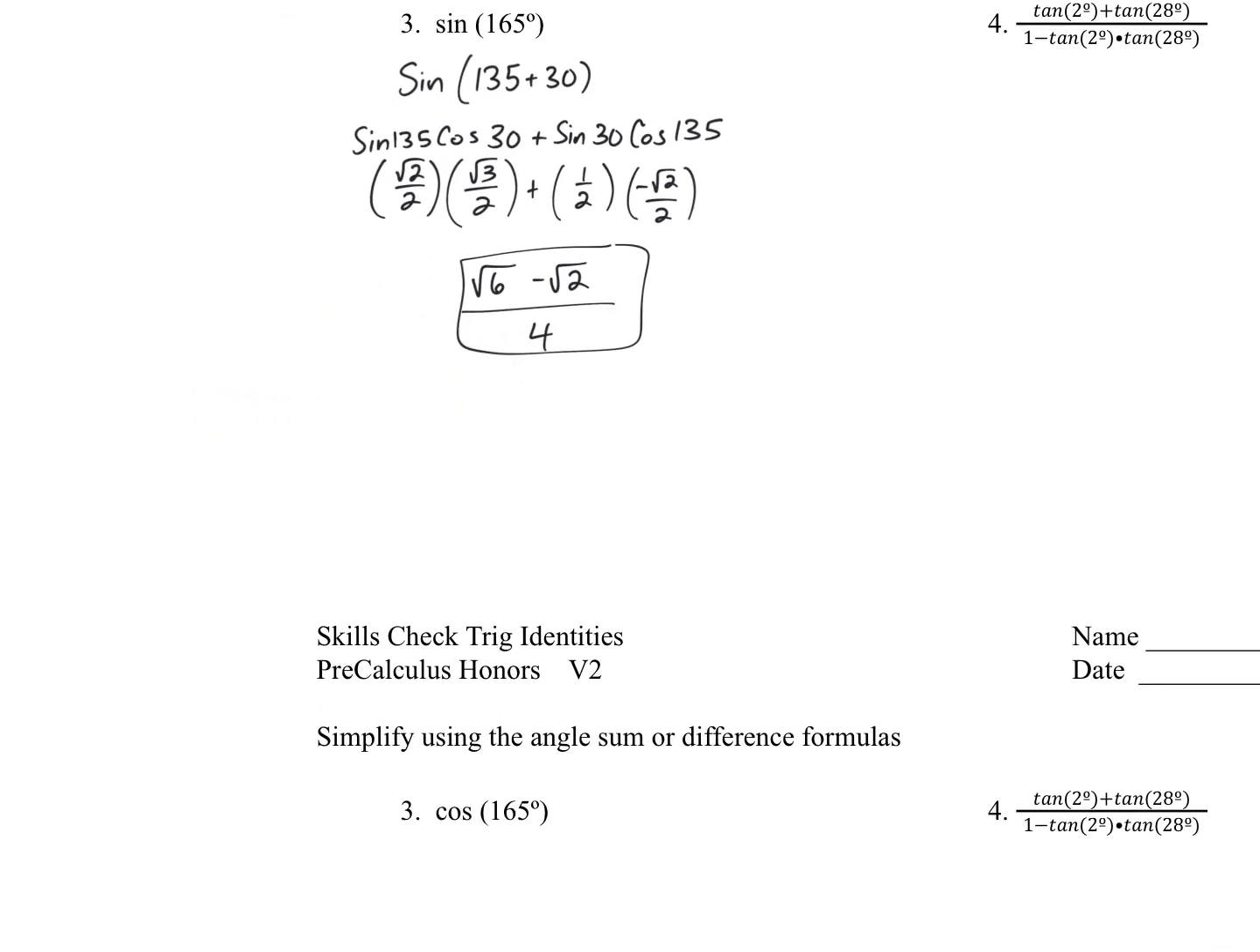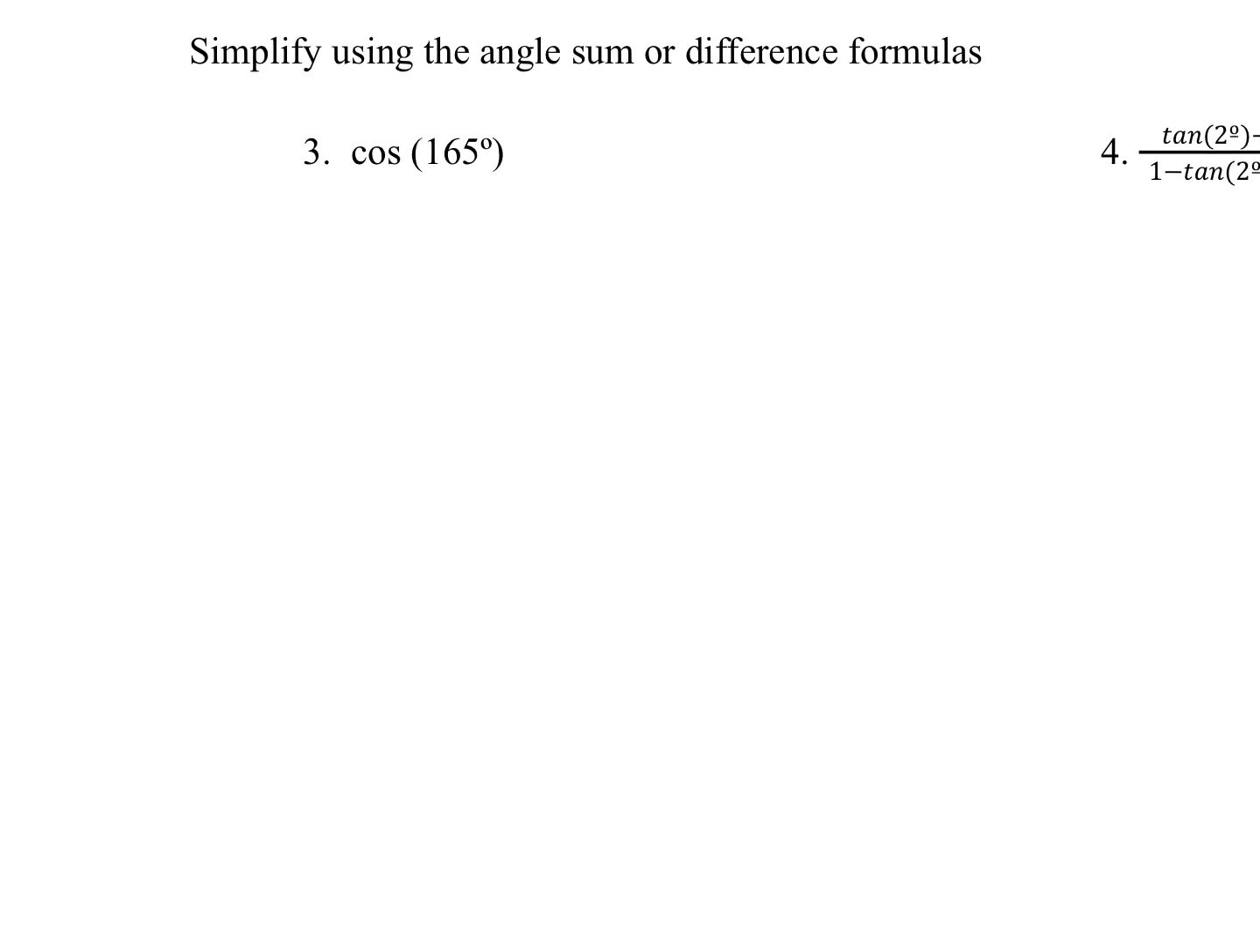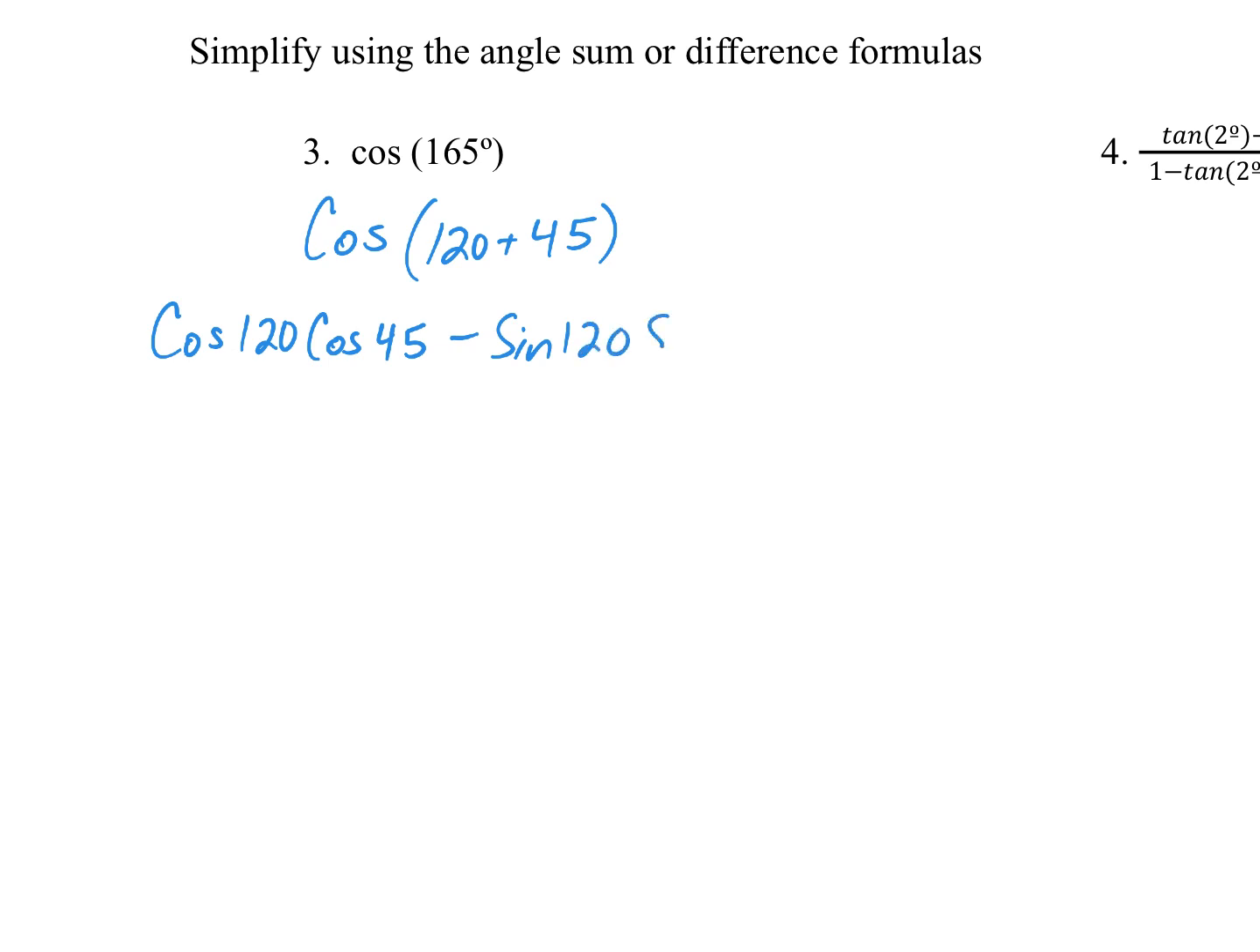I'm going to jump down to example 3 on version 2 now and walk through a cosine problem just so you can see how this would work if you didn't quite get it. Again, we could use different values here. I'm going to use, let's do 120 and 45. There's not always just a single path through these problems. So on this one, I'm now using the cosine sum formula, which is going to lead me to cosine of 120 times the cosine of 45 minus the sine of 120 times the sine of 45.